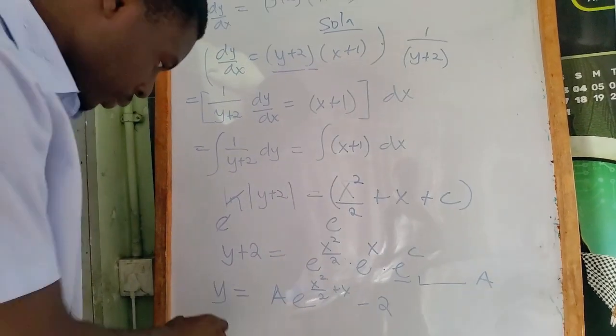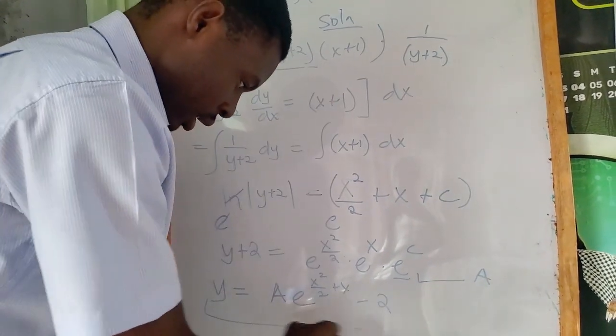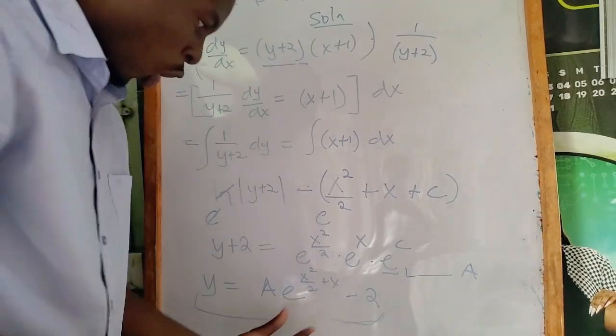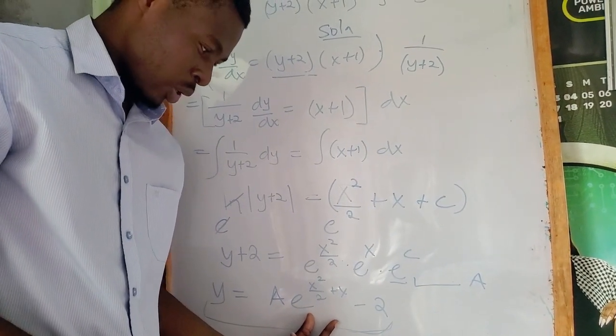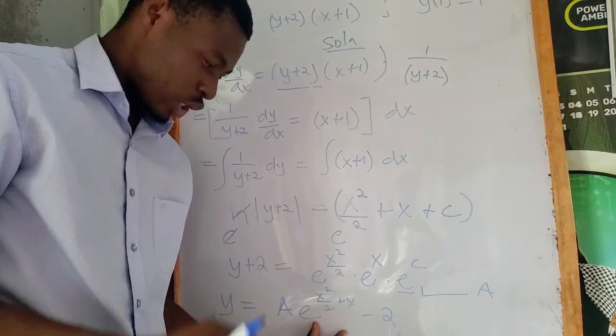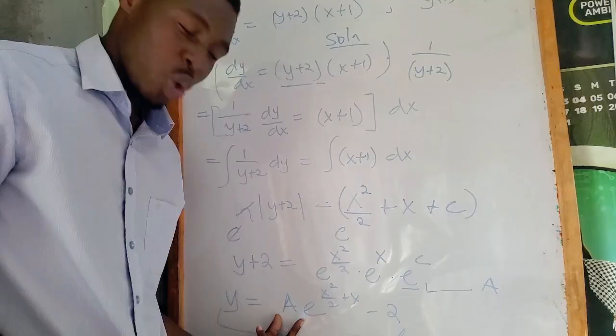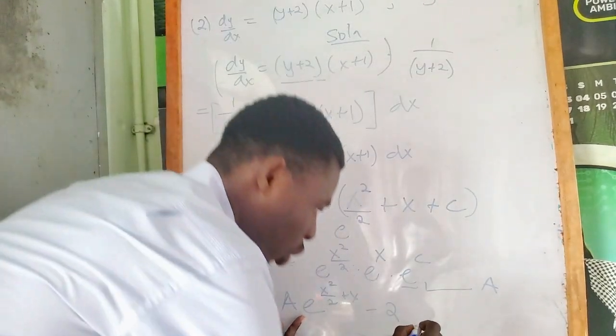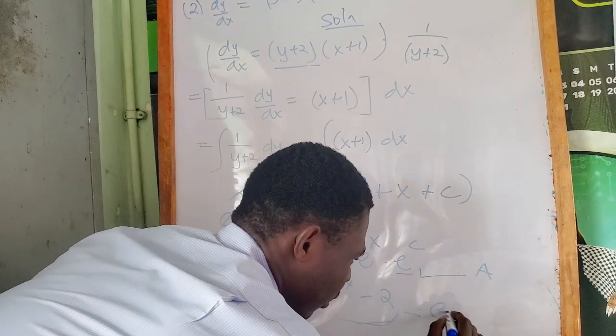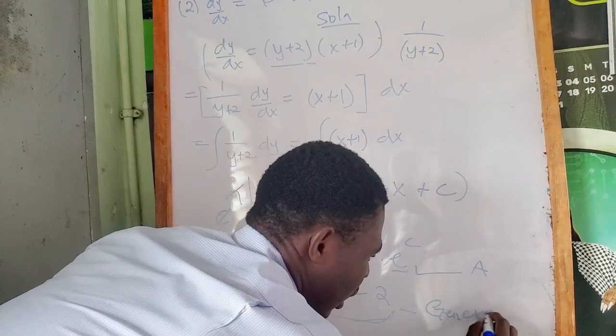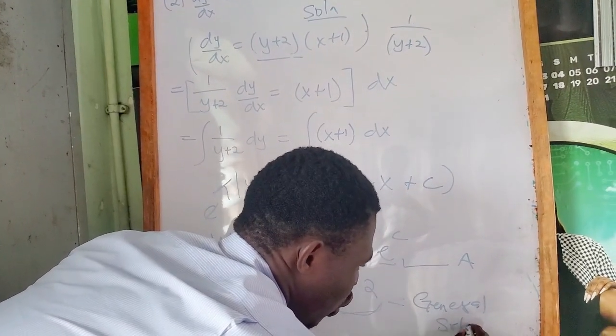All right, this right here is called the general solution. y is the general solution to this equation because the value of A, the arbitrary constant, is unknown. We don't know the value of this constant, so we call this the general solution.